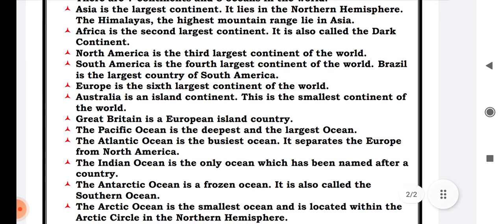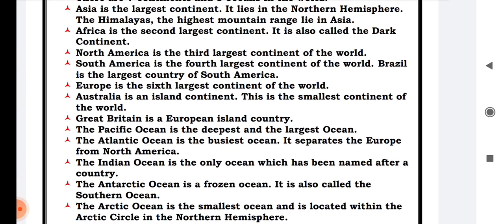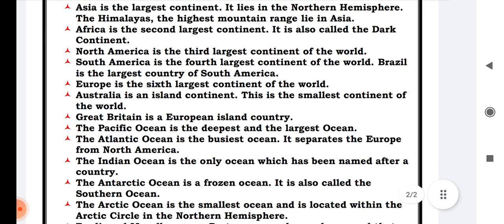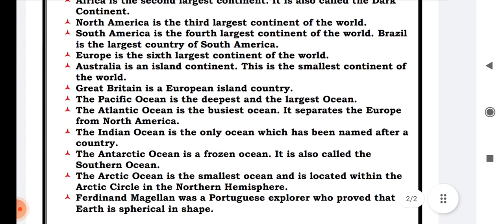Asia is the largest continent. And where does it lie? It lies in the northern hemisphere. As you all know that the earth is divided into 2 equal parts. The part which is above the equator is the northern hemisphere. The part which is below the equator is the southern hemisphere. So, Asia lies above the equator, so it is in the northern hemisphere. The Himalayas, the highest mountain range, lie in Asia.